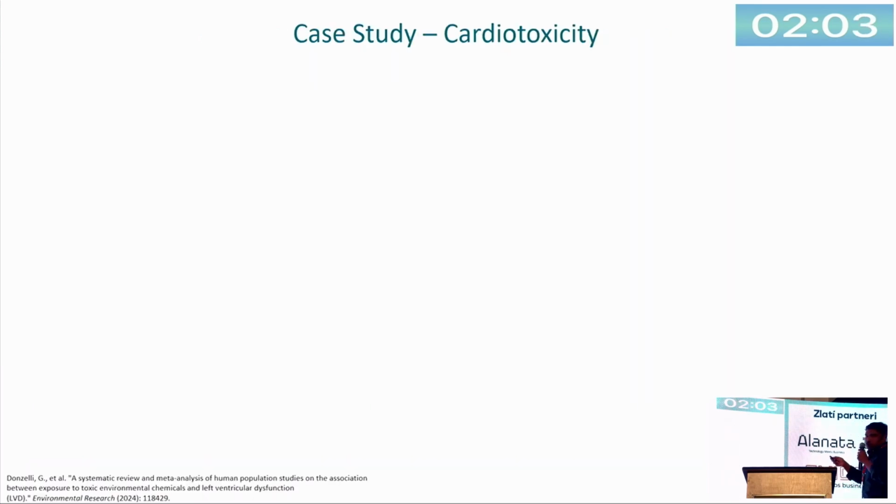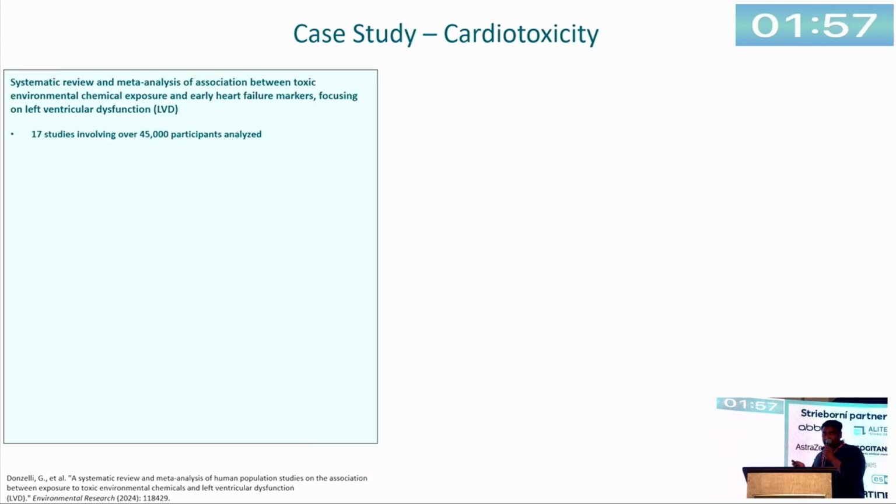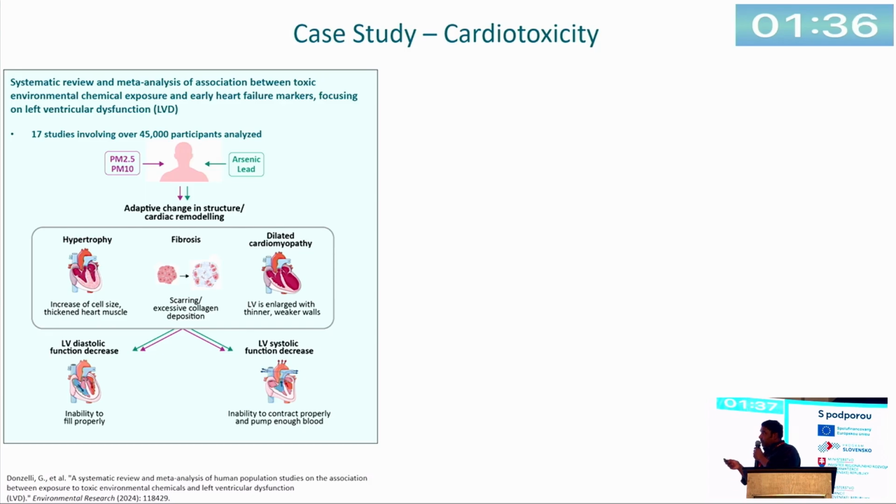And then I will briefly show you another case study which I was involved in. So the aim is to evaluate the cardiotoxicity induced by environmental chemicals. So our partners started with a systematic review on exposure to toxic environmental chemicals and left ventricular dysfunction, which is a marker for heart failure. And then the outcome was that exposure to PM2.5 or PM10, arsenic or lead is associated with cardiac remodeling, which is the geometric changes in the heart, which then leads to left ventricular dysfunction.